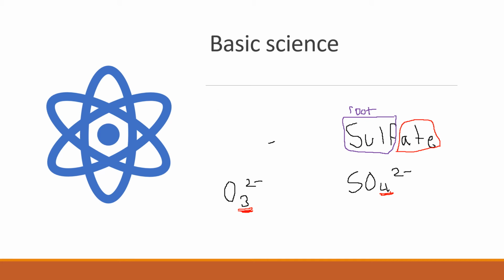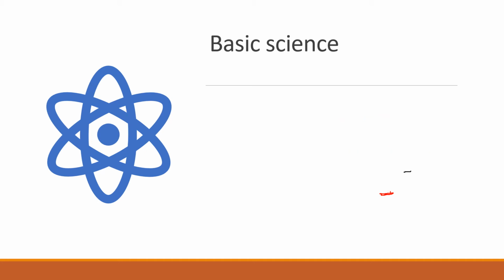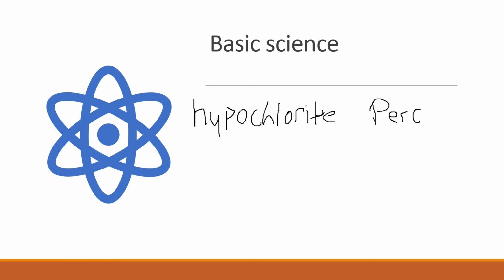However, if more than one anion exists for an oxyanion, then there's another system to name them. For example, hypochlorite and perchlorate.